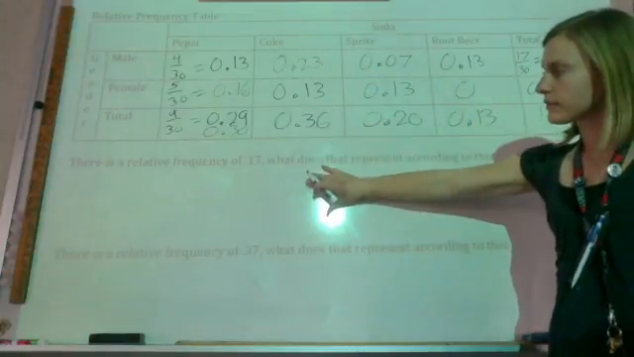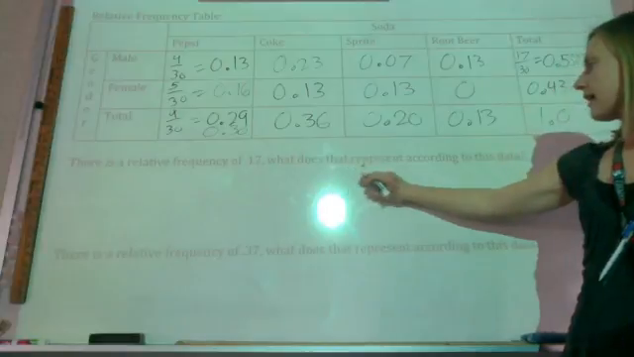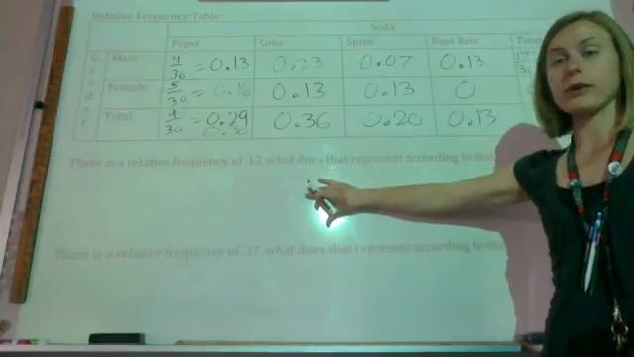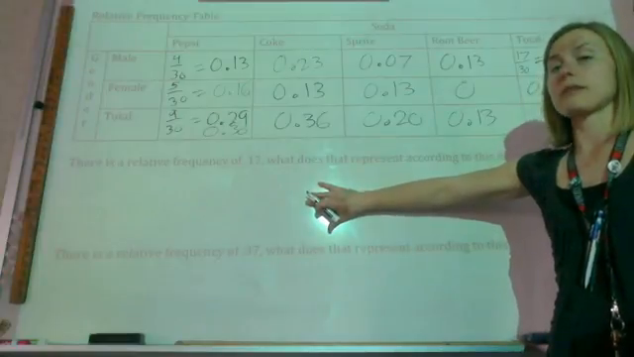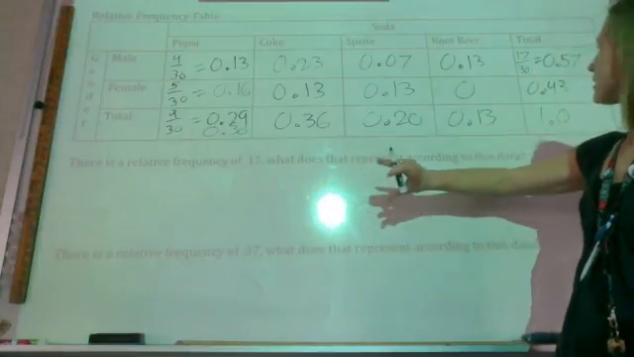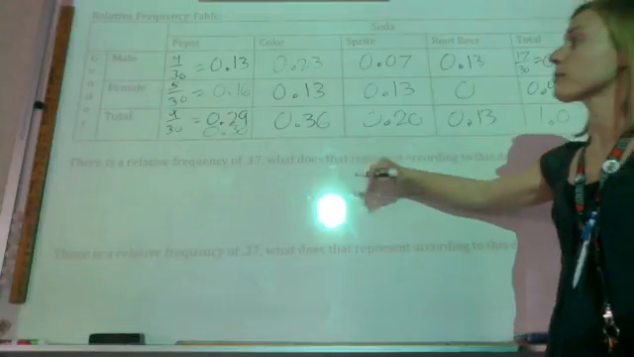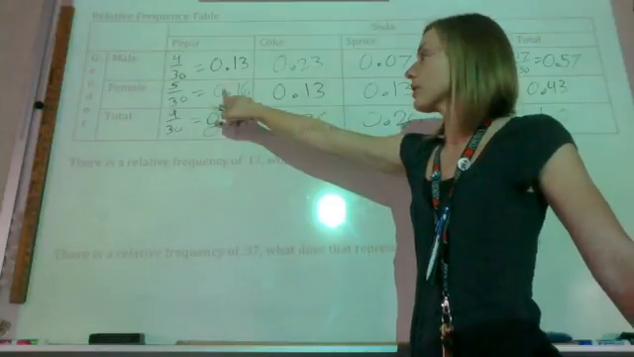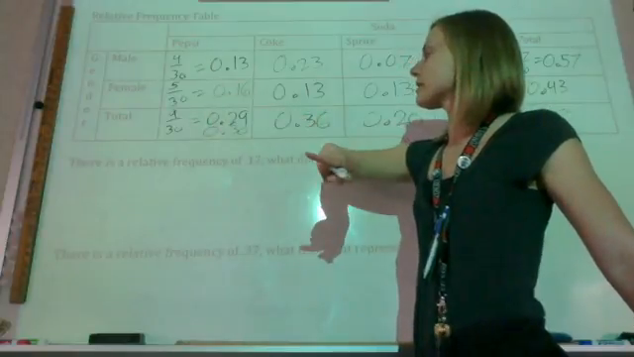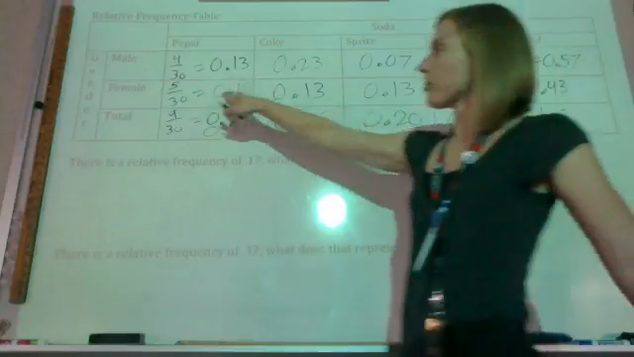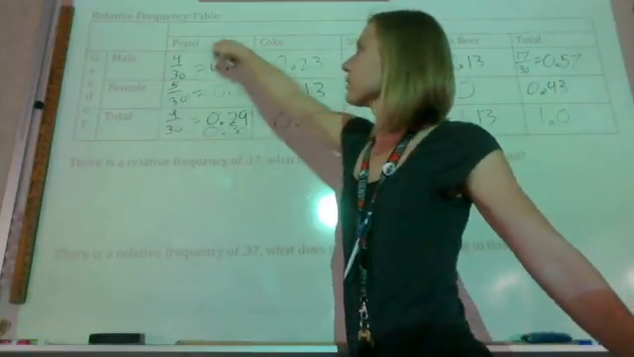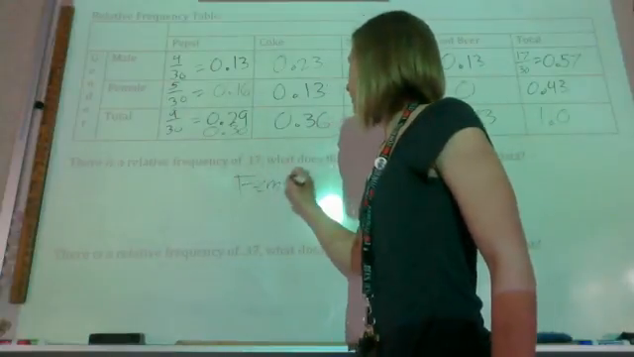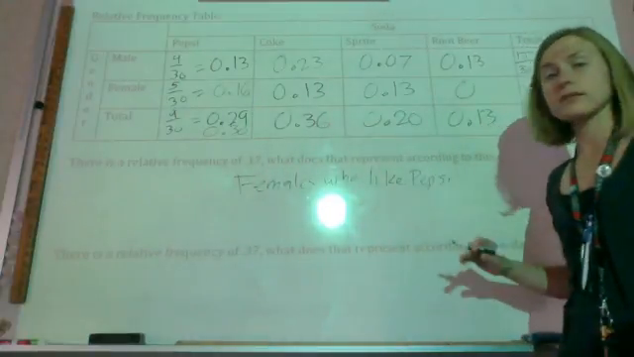So there is a relative frequency of 0.17. What does that represent according to this data? So it's saying there's one box that has a relative frequency of 0.17. And just what does that mean in this context? So let's find that 0.17. We don't have a 0.17, we have a 0.16. So it's probably because we might have rounded a little bit differently than they wanted us to, which is totally fine. So we have 0.16 here. So this box corresponds with the females who like Pepsi. So that's what that data means. So that's the females. So that's what it means according to this data.